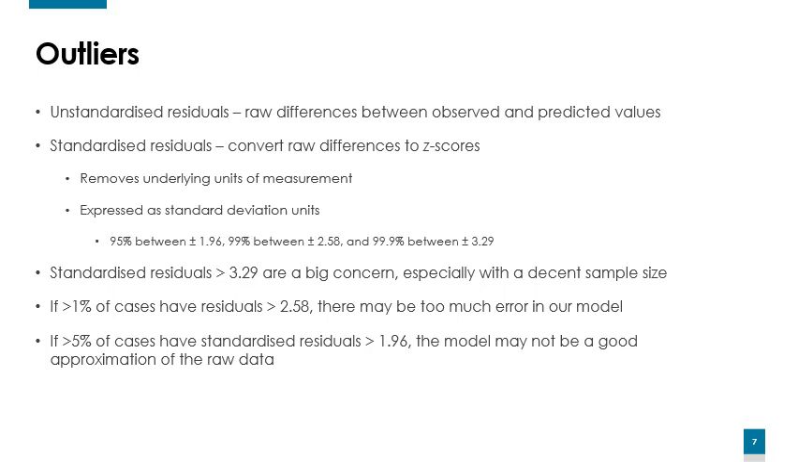So if we investigate our data and we find that more than 1% of our cases have residuals greater than 2.58 standard deviations above or below the mean, then it may be that there is too much error in our model for it to be generalizable. If more than 5% of cases have a standardized residual of plus or minus 1.96 standard deviations from the mean, it may be that the model is not a good approximation of the raw data. There's just too much of this leftover unexplained residual error.